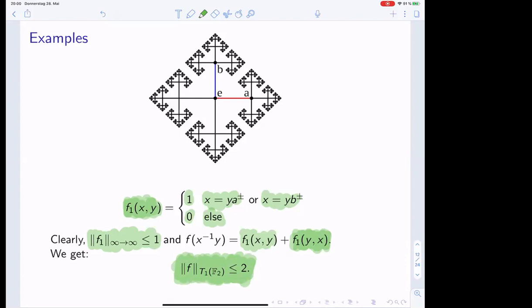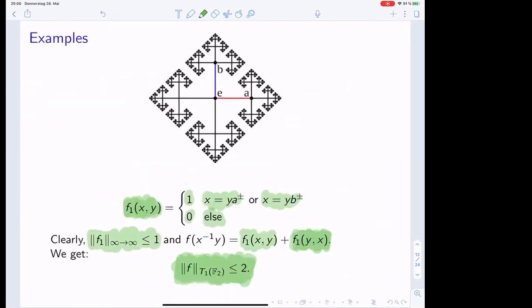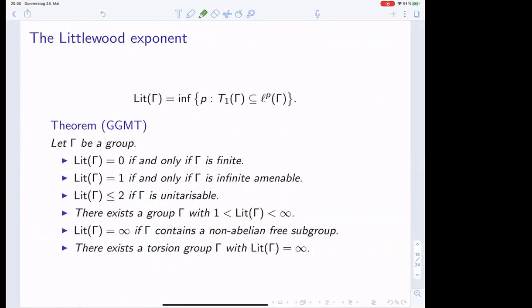And combining this with the computation that we did on the previous slide of the P norm, we now obtain that this inclusion cannot hold. So T1 is not contained in LP for any P. So that's a computation that we did for the free cube on 2 generators, but the same computation holds for any cube that contains the free cube on 2 generators.